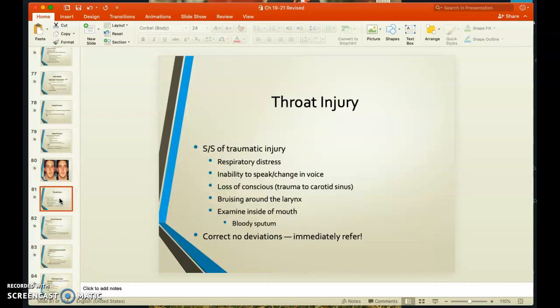Throat injuries. We want to correct no deviations, immediately refer. Biggest thing, they're going to have a raspiness, squeakiness potentially if they try and talk. You want to get them calmed down. You want to try and calm the situation because they're going to have difficulty breathing, and the more they're stressed, the worse it will get.